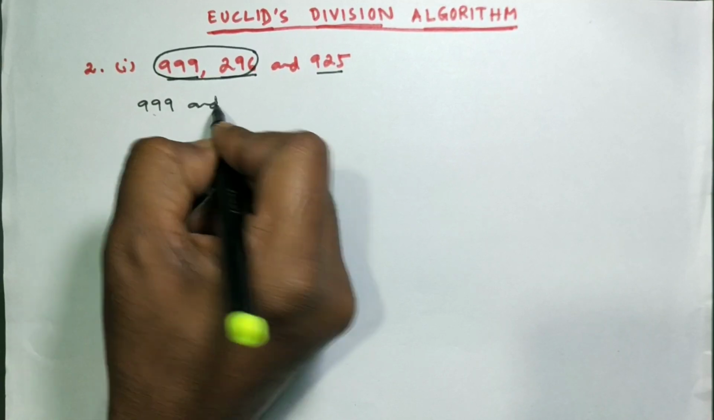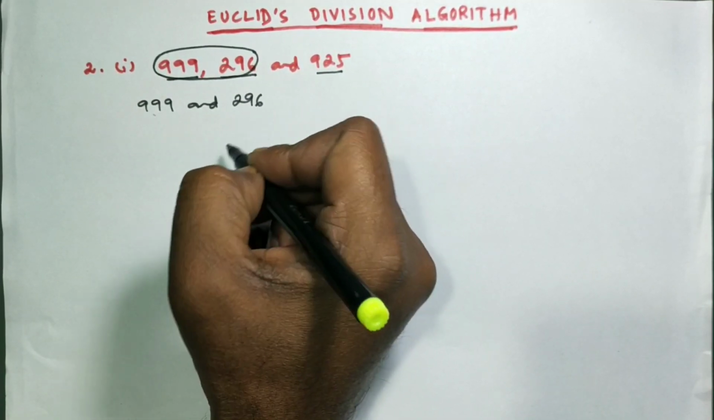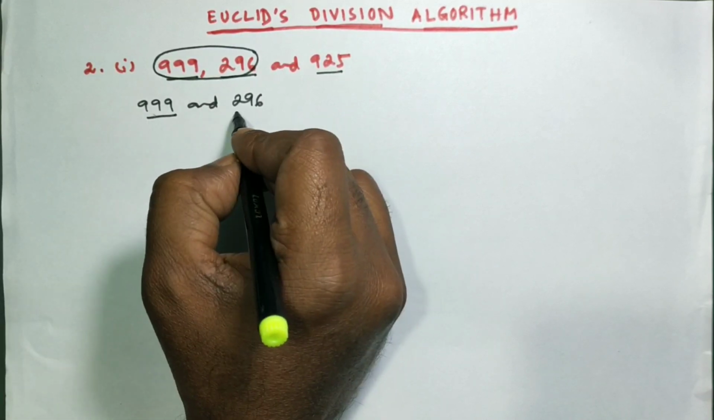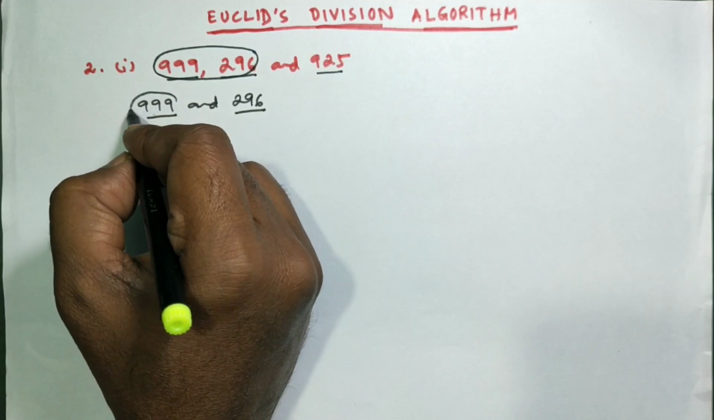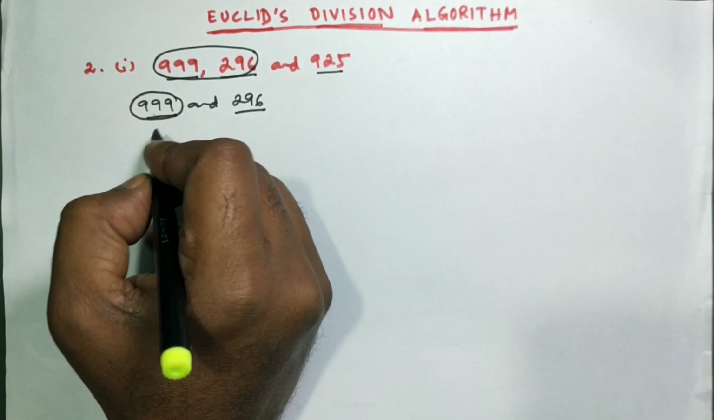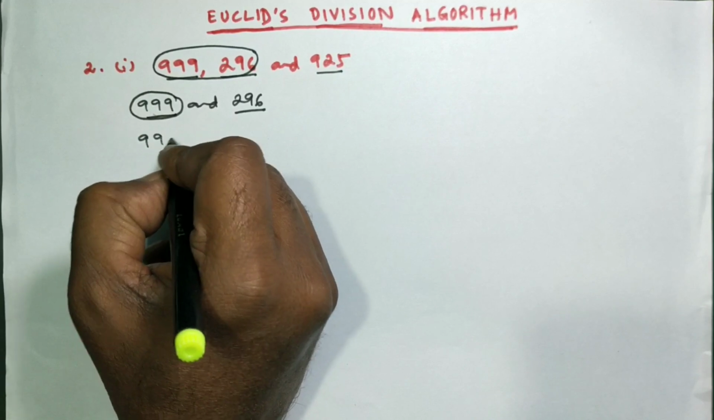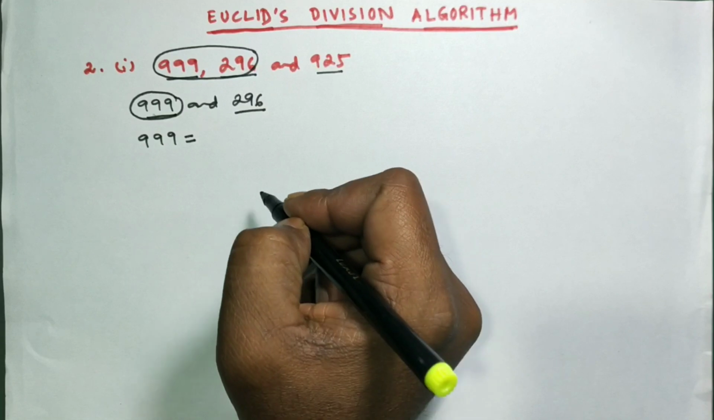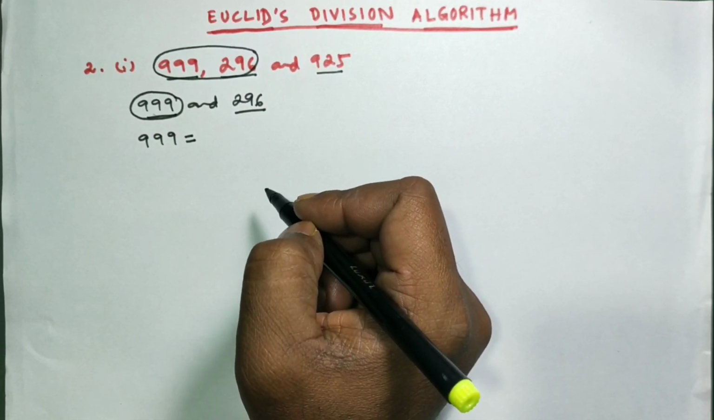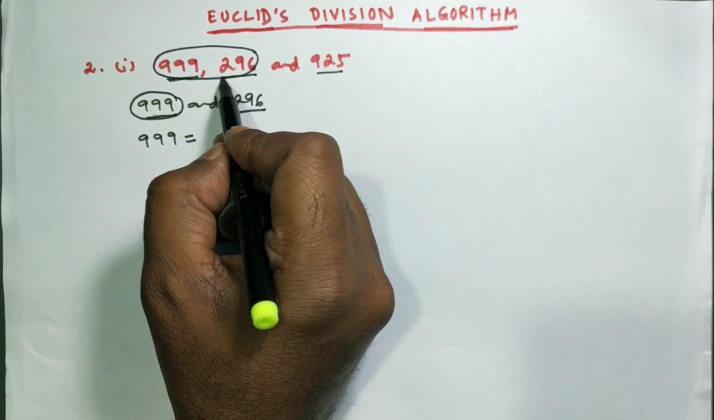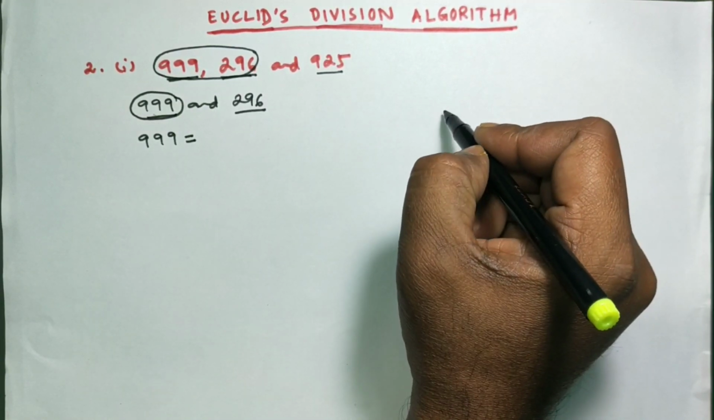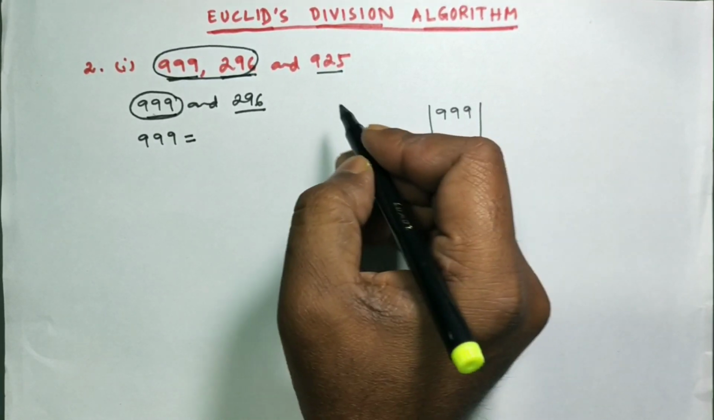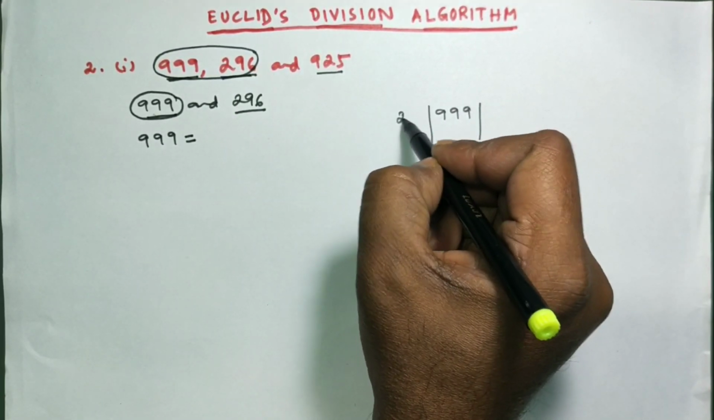So if we take these two numbers, that is 999 and 296, and compare 999 with 296, we can see that 999 is bigger. So we'll have to write the bigger number first. So 999. Then we put an equal sign, and we have to remember the long division method. In long division method, what do we do? If there are two numbers and we need to find the HCF, we write the bigger number first, like 999 first. Then we have to divide by the smaller number, that is 296.